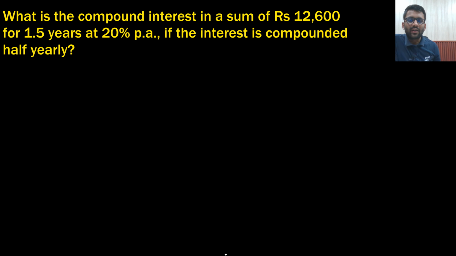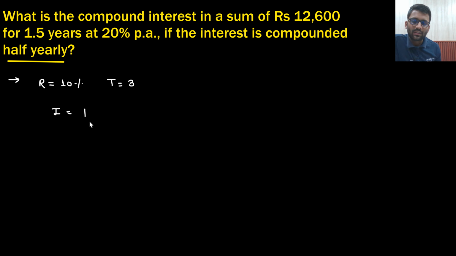What is the compound interest on a sum of 12,600 for 1.5 years at 20% per annum if it is compounded half yearly? Half yearly means semi yearly only. Half yearly, that means what will be the rate of interest? That will be half. And what will be the time? That will be doubled, 3 years. So what you need to find? What is the compound interest? Only the interest you need to find.